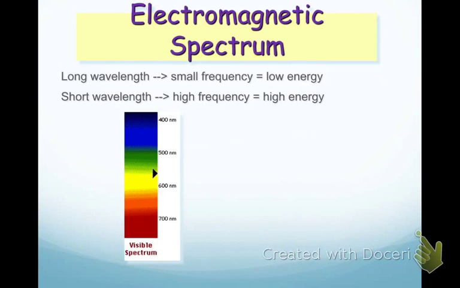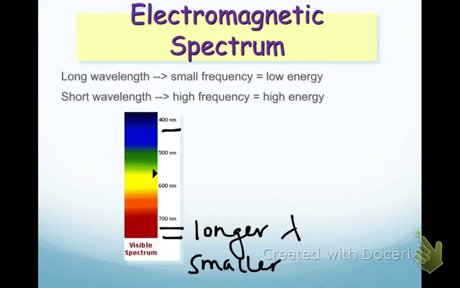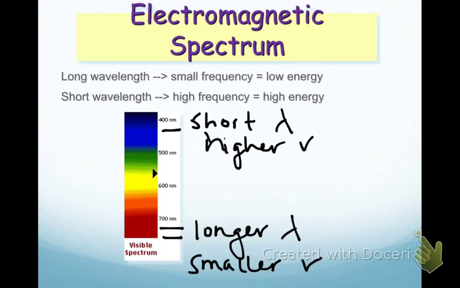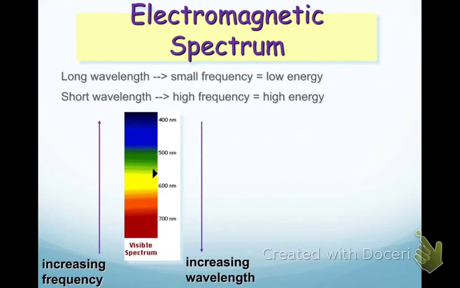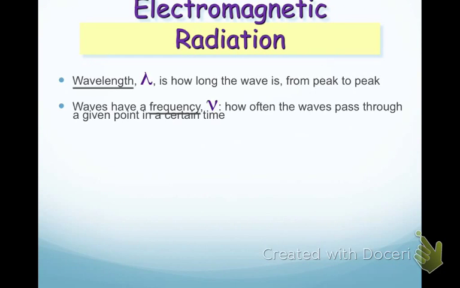So if I notice here with my colors of light, down here, 700 nanometers is longer than 400 nanometers. So these are my longer wavelengths. So I have smaller frequencies with that. So red light has a longer wavelength. Purple light, on the other hand, has a short wavelength. And then I'll have a higher frequency. And we'll get to energy more in part 2. Increasing frequency.